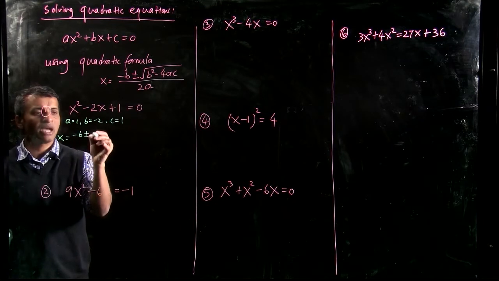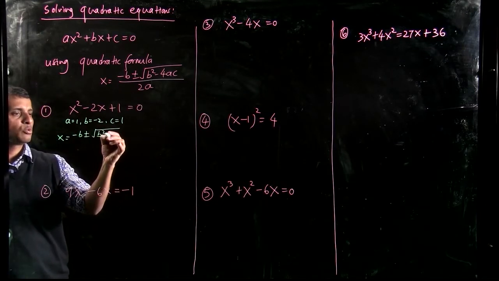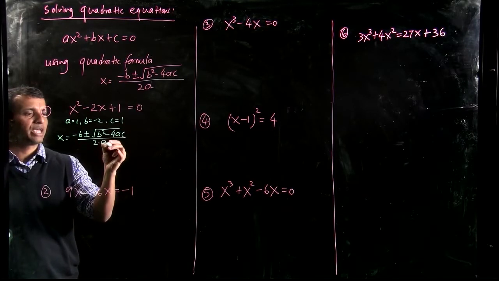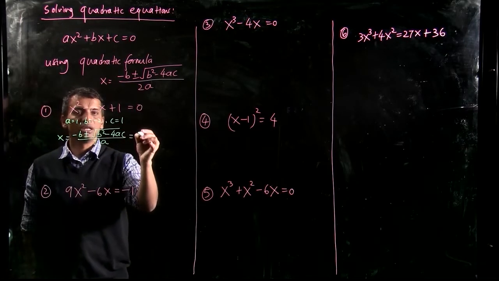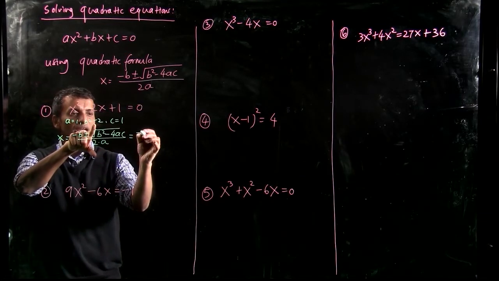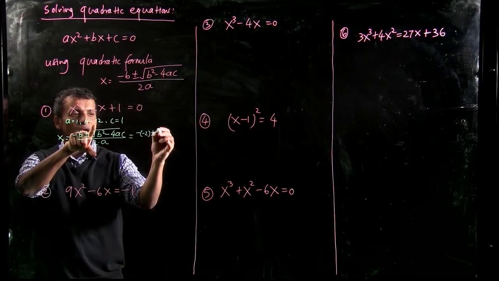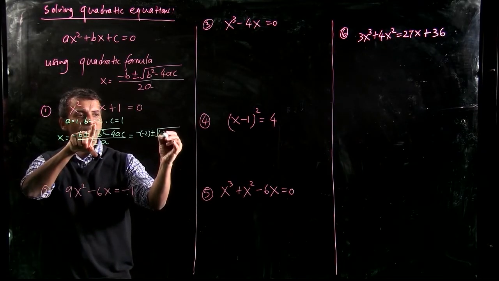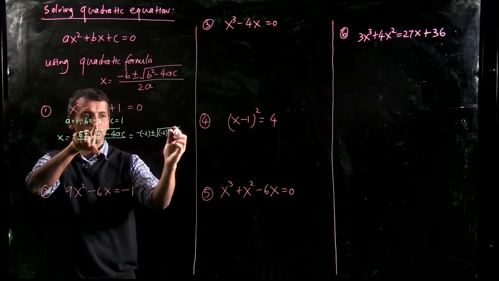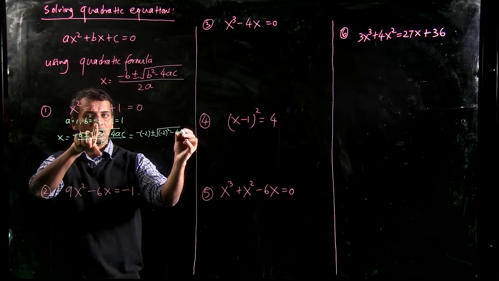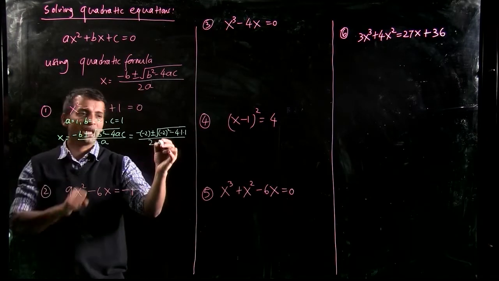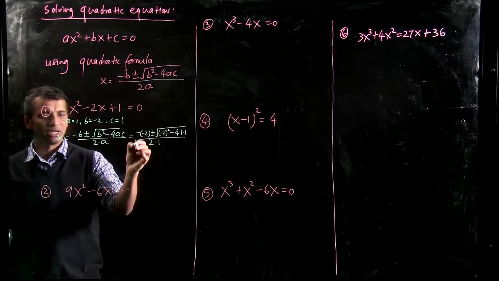Now to find the value of x, you use that formula: x equals negative b plus or minus the square root of b squared minus 4ac, divided by 2 times a. Now plug in the values. Negative b is negative of negative 2, and then plus or minus the square root of b squared, meaning negative 2 squared. Don't forget to put the parentheses there for b, because b is negative 2, minus 4 times a, which is 1, times c, which is 1, and divide by 2 times a, which is 1.